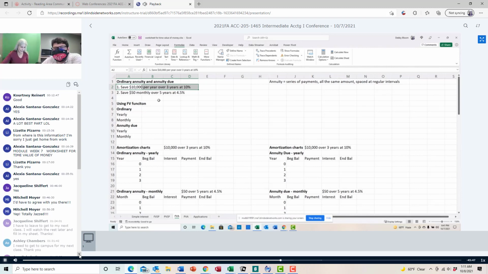Now, an example of this type of problem is saving money for retirement or saving money for a down payment on a house. So let's say, suppose that you wanted to save money for the down payment on a car. So you decided that you wanted to save $50 monthly over 5 years at 4.5%. The question for the future value of an annuity is, how much money will you have at the end?